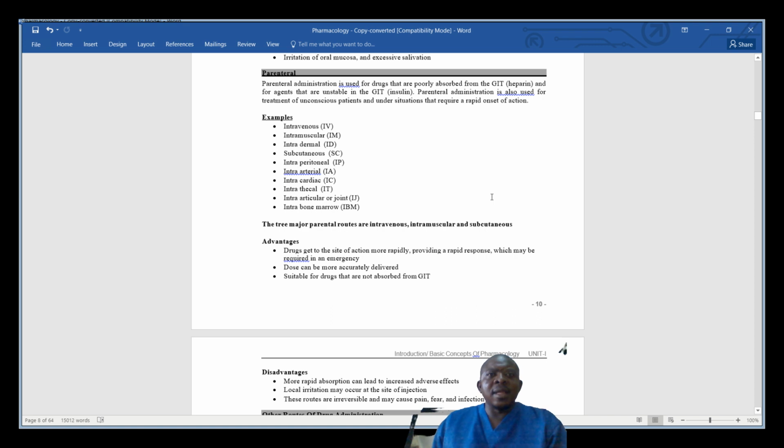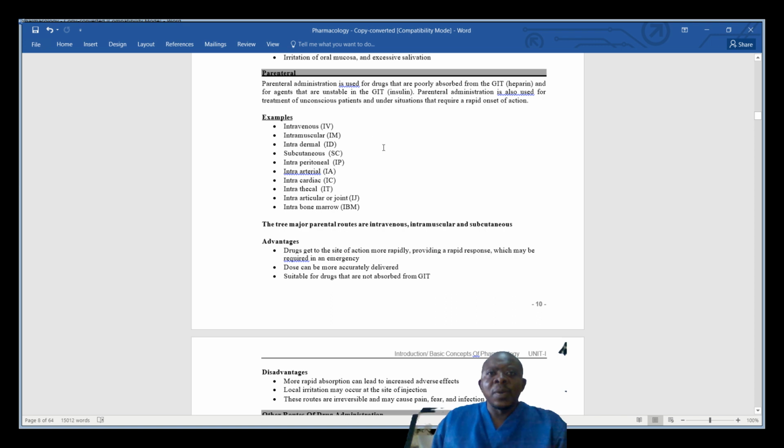On the other drug administration routes, in the first lesson we looked at the enteral route. In the enteral route, you talk about oral and sublingual. Now, from the enteral route, where we had the oral and sublingual, we are going to look at another type of route of drug administration, which is parenteral.